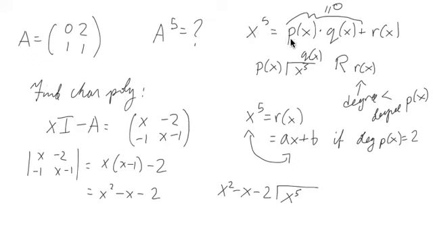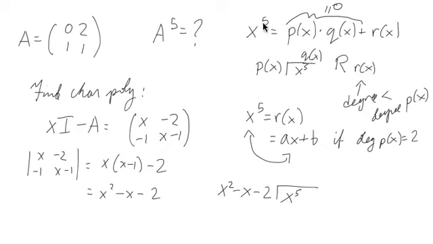If p of x is our characteristic polynomial, it's a determinant of this, which has degree 2 even. Think about what happens if we were to divide our characteristic polynomial, which acts as 0 as a scalar, into x to the 5th. We would have a quotient. We would have a remainder.